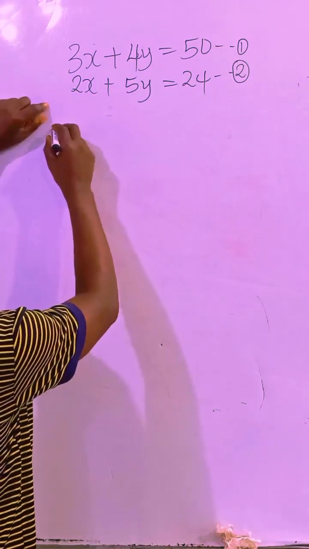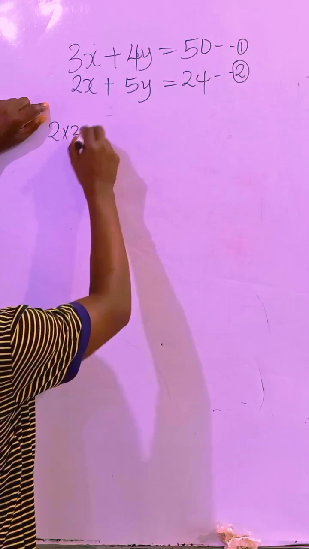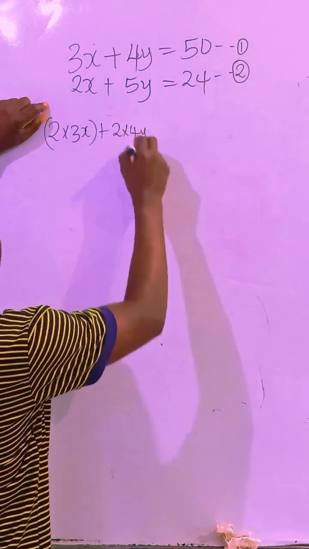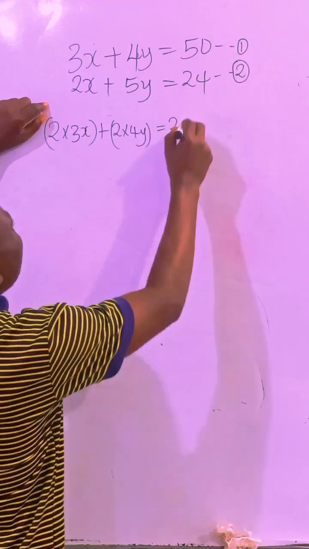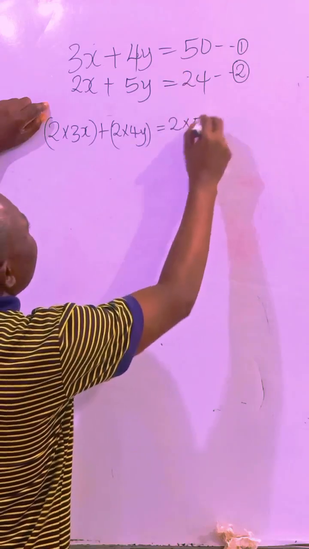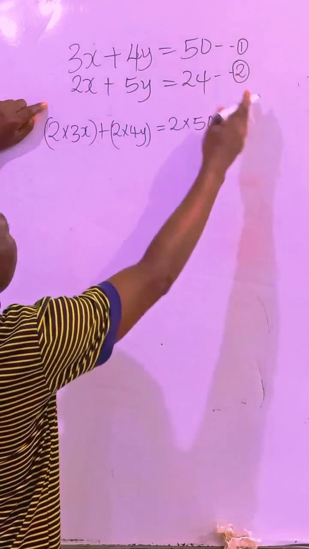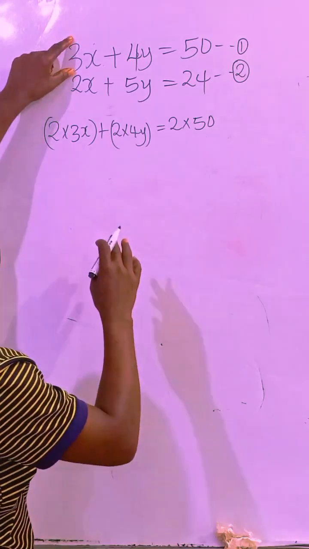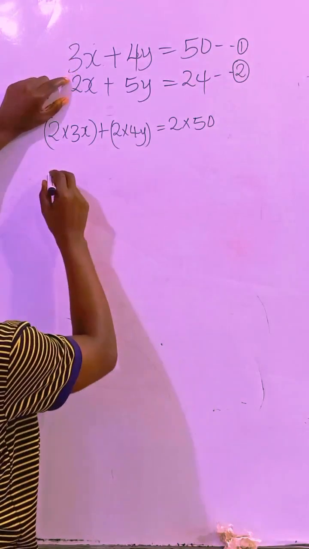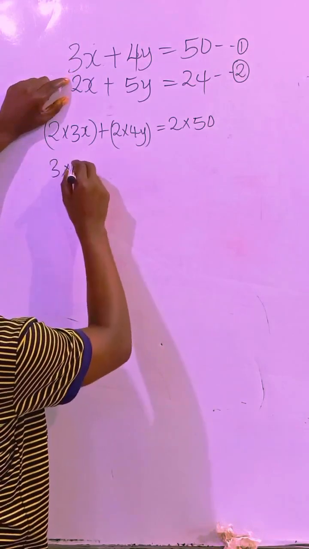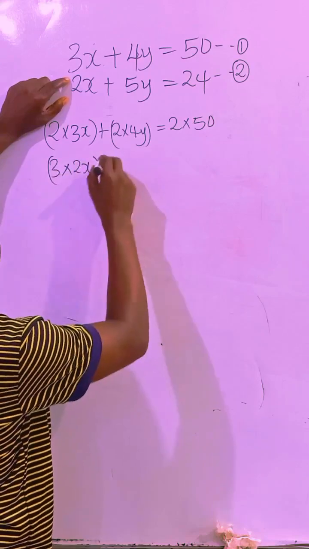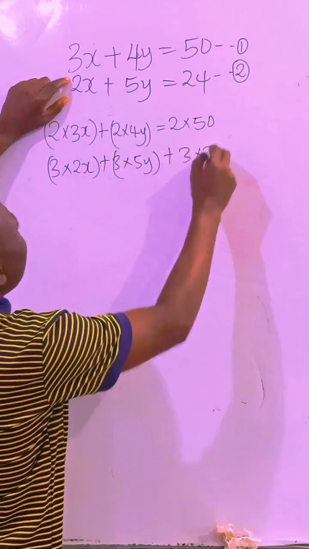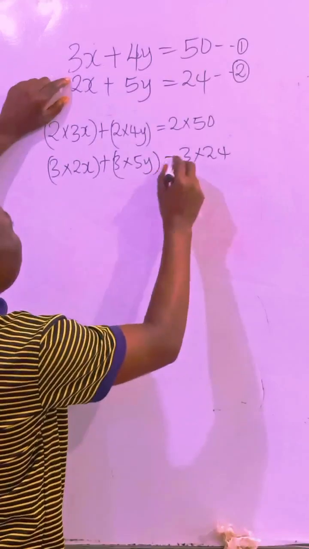So what we have now becomes 2 times (3x), plus 2 times (4y), equal to 2 times 50. Okay, that's still equation one. Then the same thing, we use the coefficient of x to multiply the second equation, and we have 3 times (2x), plus 3 times (5y), equal to 3 times 24.